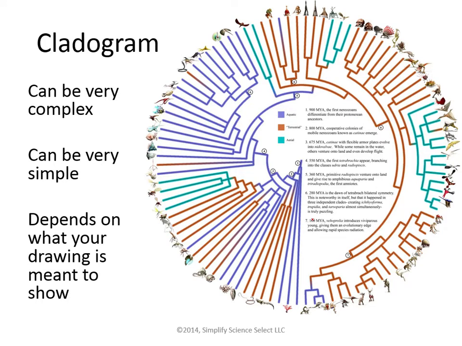Now, we can have very complex cladograms. One like this, there's so much information going on, and we'd have to have a key to know what every branch is, but look how many different creatures there are. But every place that there's a branch shows us a different characteristic.